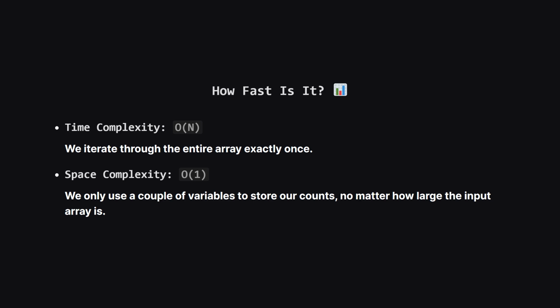So how efficient is this solution? For time complexity, we get big O of n, where n is the number of elements in the input list. This is because we just make a single pass through the array. And for space, it's big O of 1, or constant space. We only use a fixed number of variables, like our 2 counters, regardless of the array's size. It's a very efficient solution.